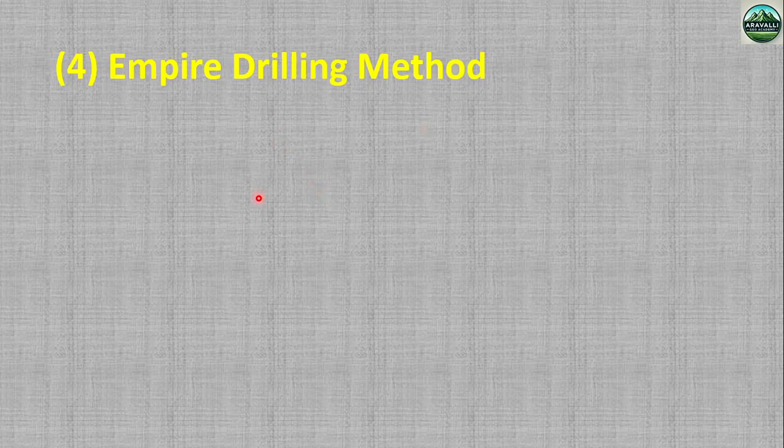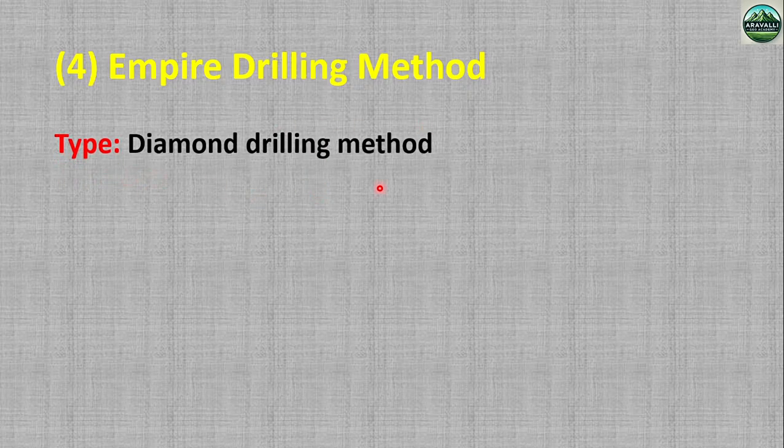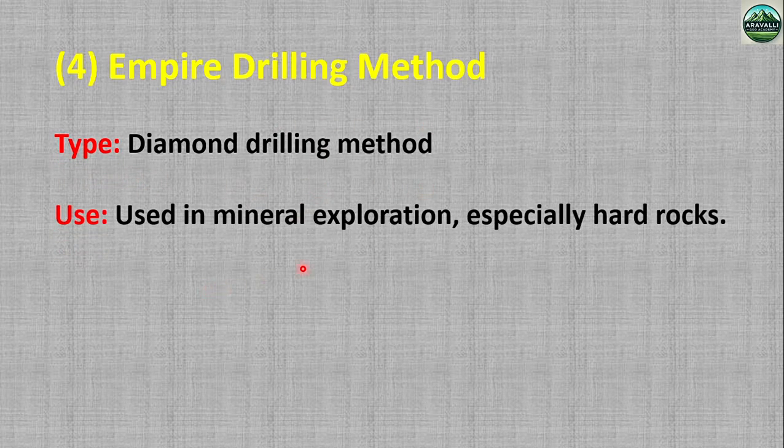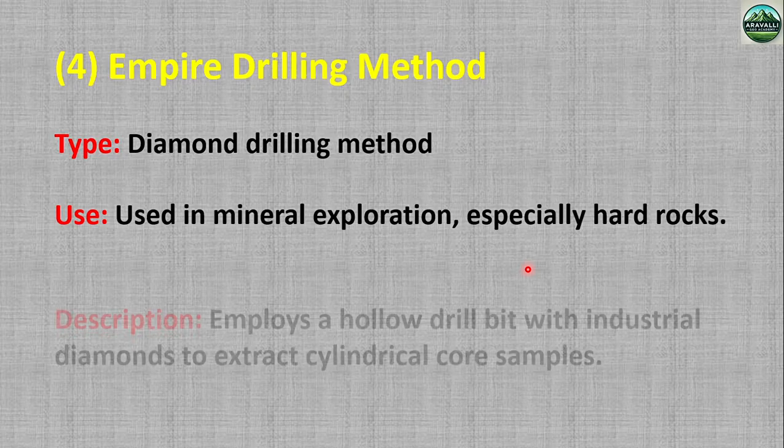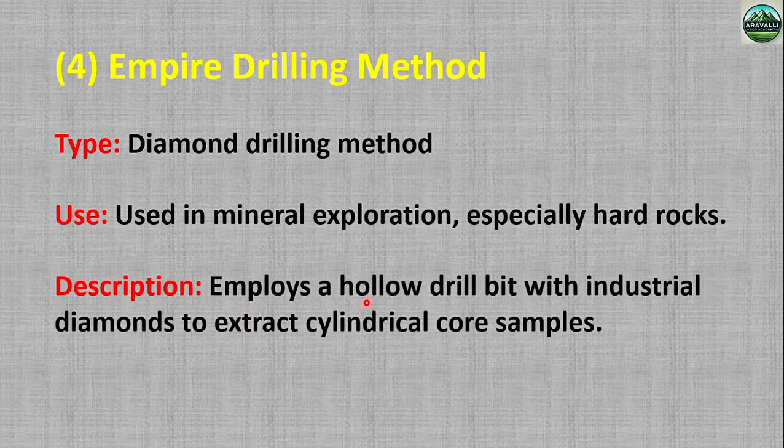Empire drilling method. So this is a type of diamond drilling method used in mineral exploration, especially in hard rock, because diamond drilling is used for hard rock. It employs a hollow drill bit with industrial diamond to extract cylindrical core samples.